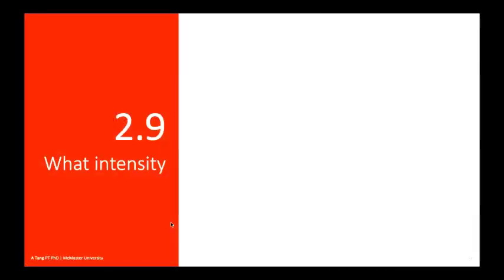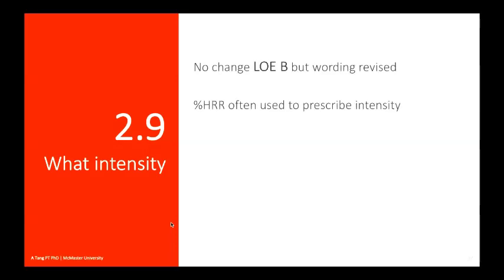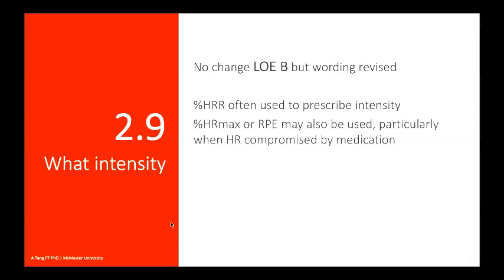Skipping ahead to recommendation 2.9, so this is related to exercise prescription. At what intensity should the exercise be performed? Again, there's no change in terms of the level of evidence, but the wording was revised slightly. Both the original and the new guidelines recommend that percentage of heart rate reserve is often used to prescribe intensity, but percent of heart rate max or an RPE are also commonly and appropriately used when heart rate might be compromised by medications such as beta blockers that could blunt heart rate response to exercise.